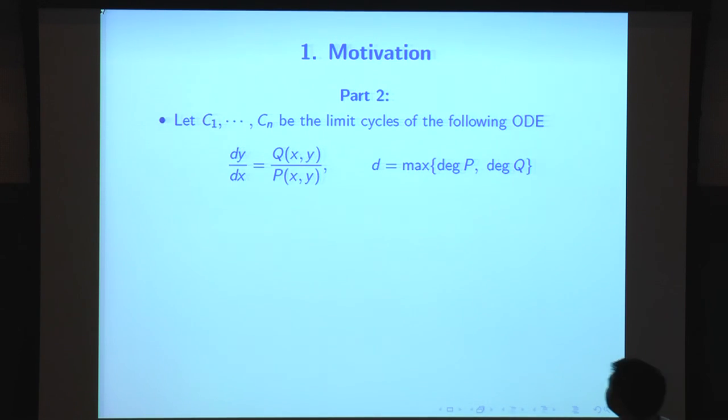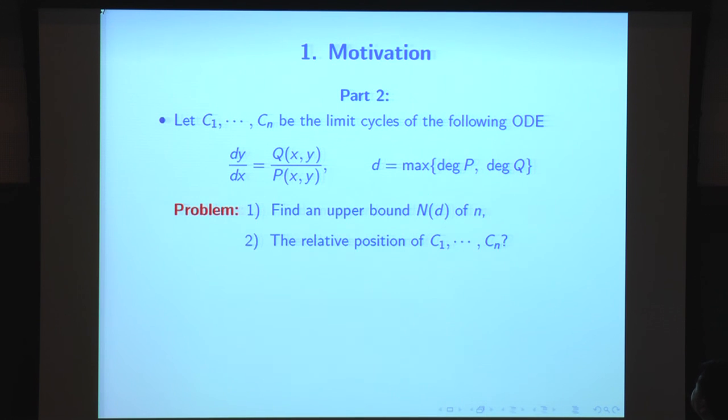The second part is about the number of limit cycles of this equation. Here, the equation is over the real numbers. The first part is to find the upper bound on the number of limit cycles. The second part is about the position of the limit cycles. This problem is viewed as one of the most difficult problems in Hilbert's problem list.